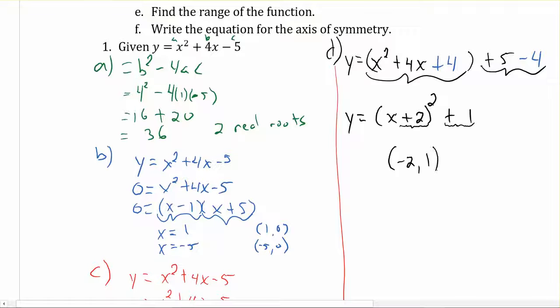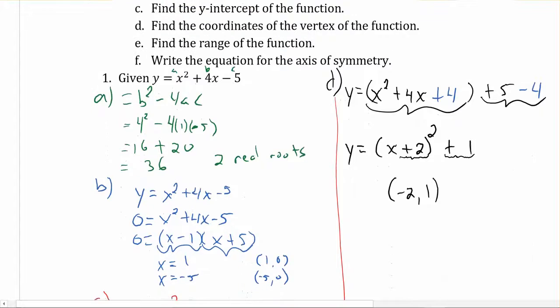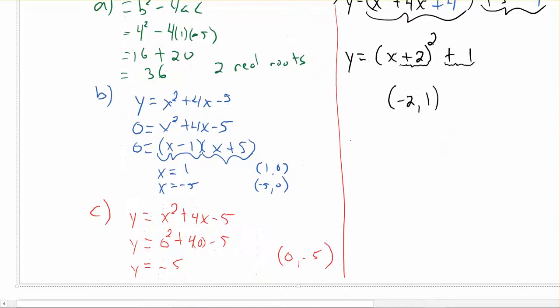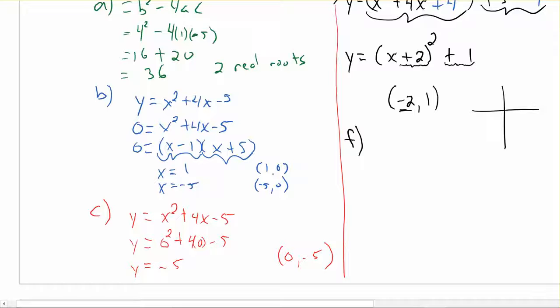So there's our vertex. Last one, write the equation for the axis of symmetry. That one's pretty straightforward as well, because now that we know our vertex, our axis of symmetry is always just the x value of that vertex. Because if we had, let's say, some vertex right there, let's draw it more like it actually is. Negative 2, 1. So this graph would be like that, probably.